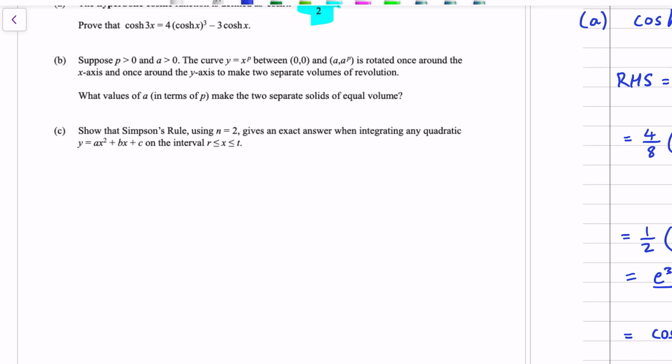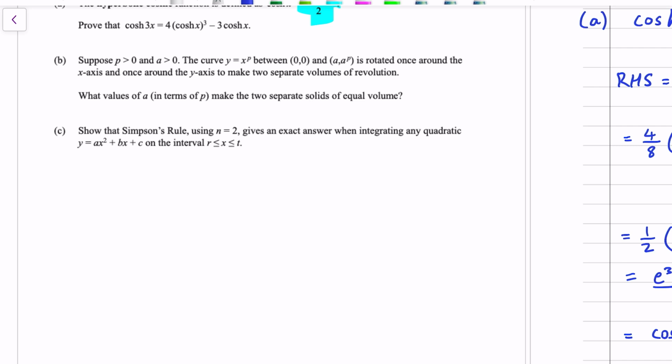Okay, part B. P and A are constants greater than 0. We've got a curve y equals x to the p, between 0, 0 and a, a to the p, rotated once around the x-axis and once around the y-axis to make 2 separate volumes of revolution. What values of a in terms of p make the 2 separate solids of equal volume?